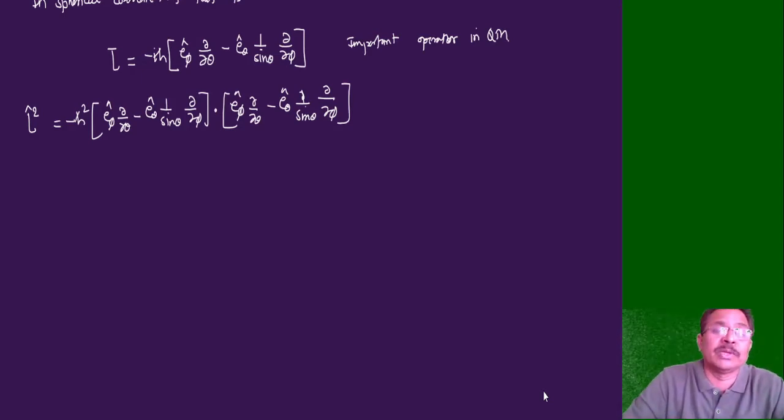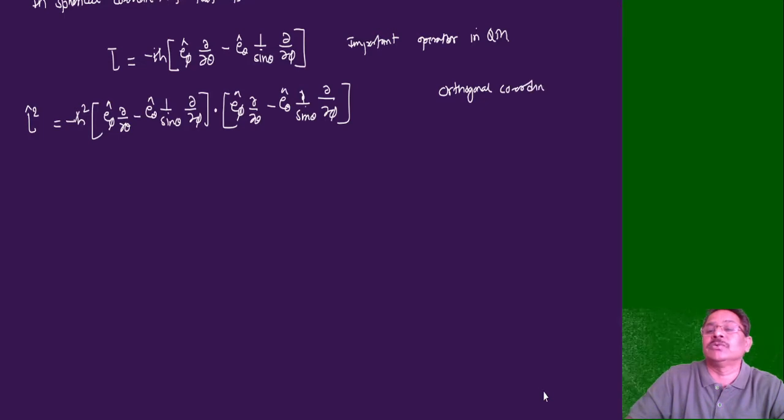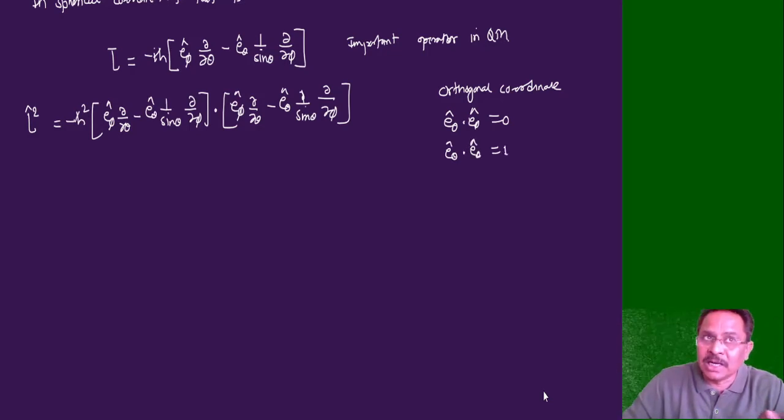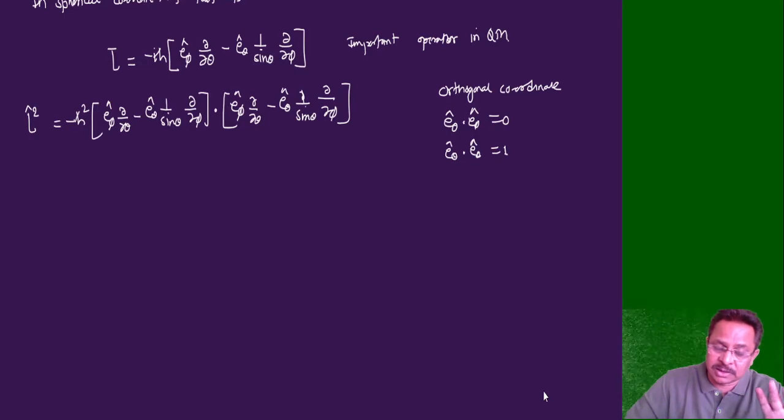Now for the dot product, this is an orthogonal coordinate system. I think you might be knowing this. The spherical polar coordinate system is orthogonal, which means e_theta cap dot e_phi cap is equal to 0, and e_theta cap dot e_theta cap is equal to 1. Just like i dot j, j dot k, k dot i are equal to 0 in our Cartesian coordinate system, here also e_theta cap dot e_phi cap is equal to 0 because they are mutually perpendicular, whereas e_theta cap dot e_theta cap is equal to 1.